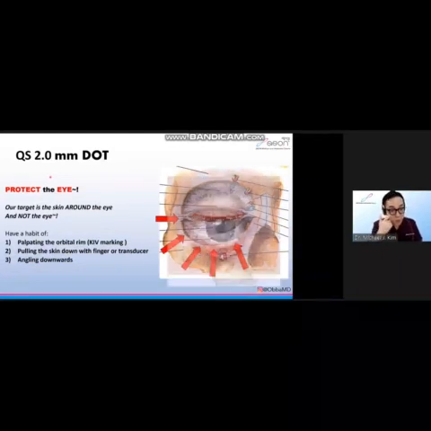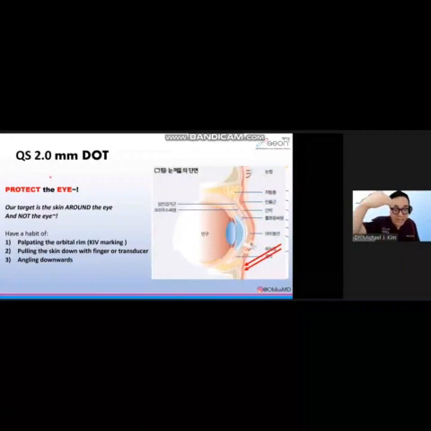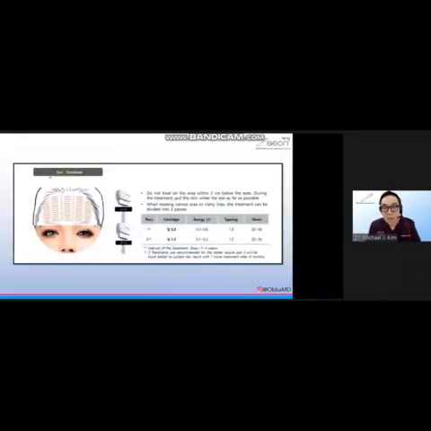You can also pull down the skin with your finger, or you can also use the transducer to pull down the skin and angle downwards instead of upwards to be more safe. So this is an example of what you can do, pulling down the skin and using the transducer and angling it downwards.